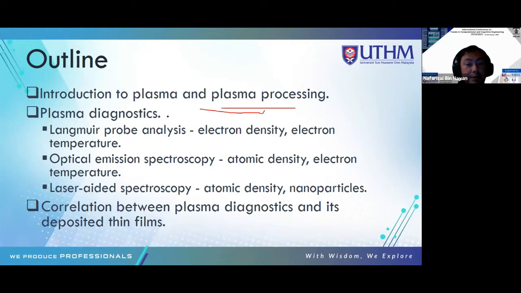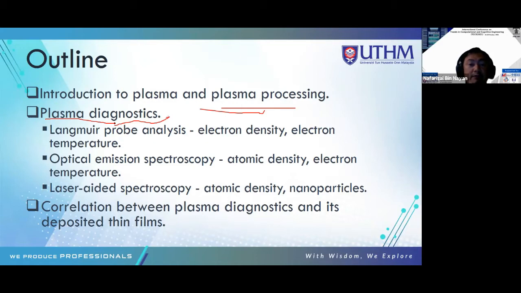Okay, so when we have a plasma, we need a technique to study the plasma. So we call this a plasma diagnostic. Plasma diagnostic is a tool, a medium, how we can investigate and understand the plasma. So we need a tool, a technique, to investigate it.